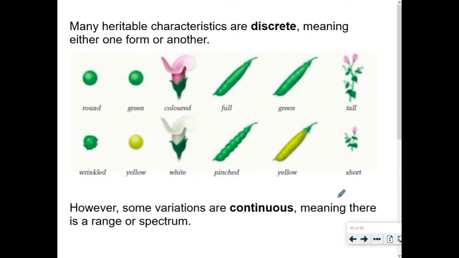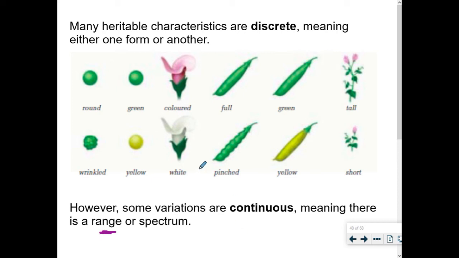Now, another thing we've got to talk about is that I've been describing to you characteristics that we would call discrete. And not everything is discrete. Not everything is red or black. There was that incomplete dominance idea of mixtures. And so there are some characteristics that are what we call continuous, meaning there's a range. Okay?